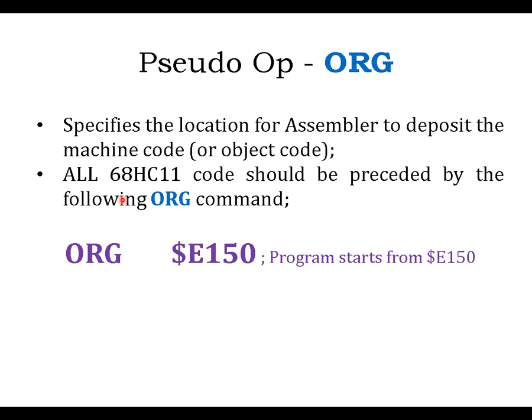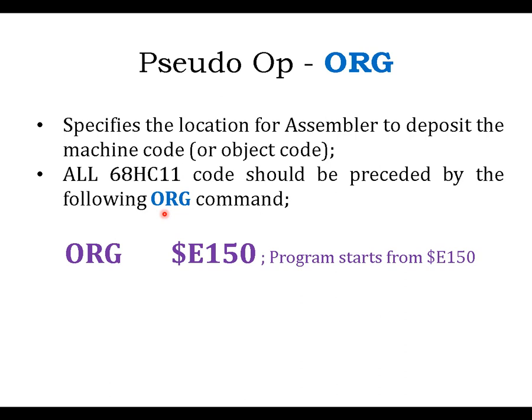One of the major, important ones is the org. Every single program will need it for sure. No matter what program you are writing for the 68HC11 series Motorola microprocessor, you have to have one line with org. No matter what you are writing, you must have it. Because that specifies the location for the assembler to deposit your machine code, meaning where to start the code. You have a bunch of locations starting from 0000 all the way to FFFF. Now your assembler has to know where it will start depositing your object code once you compile it.